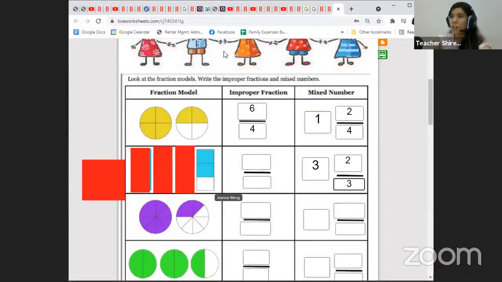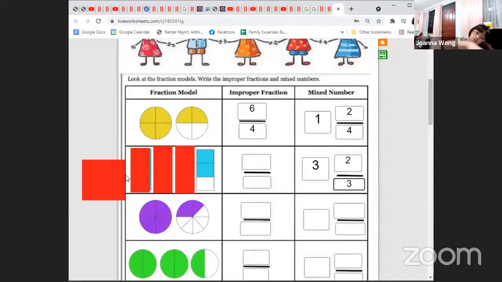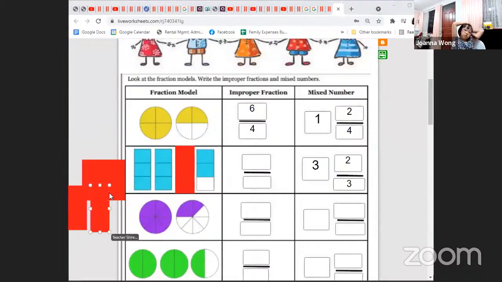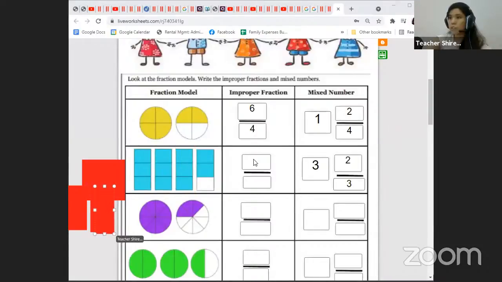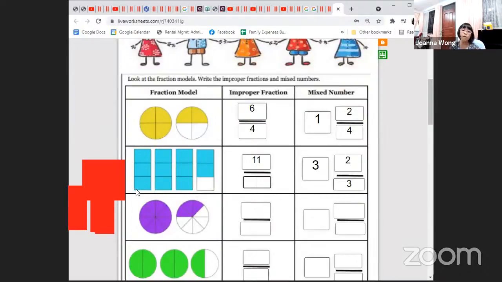So then after that only. Okay, so this improper fraction, how do you do it? So it's 2, 3, 4, 5, 6, 7, 8, 9, 10, 11. So it's 11 over how much? Over 12 or over 3? One whole piece is 3. Understand?